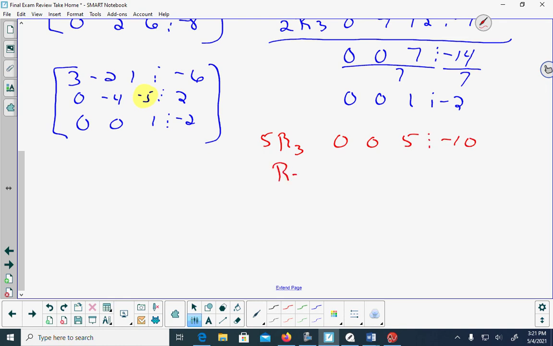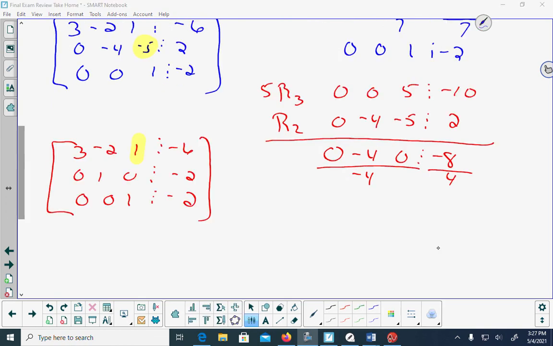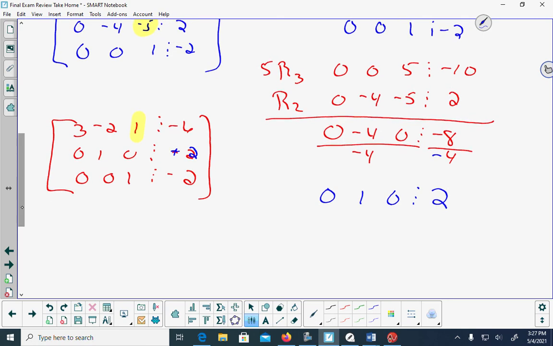And then row 2 is going to be 0, negative 4, negative 5, and 2. And when I do this, I'm going to get 0, 1, 0, and then divided by negative 4, this will be 2. So this will be a positive 2 in here. Almost made a mistake. All right, so the next thing I'm going to do is row 1 and row 3 to eliminate the z. So that's what I'm looking at.